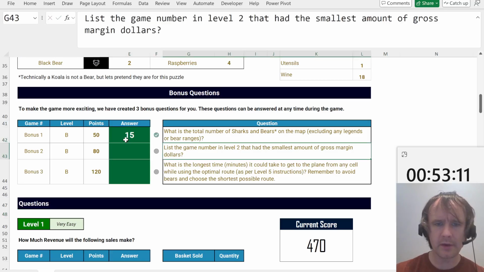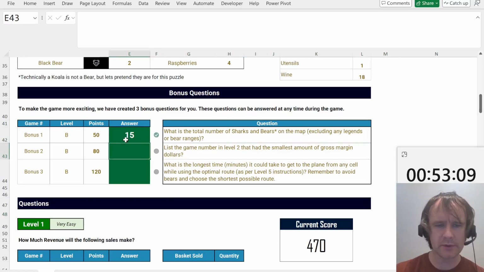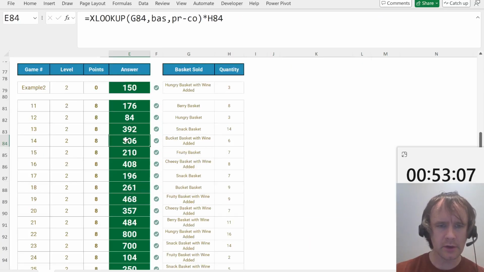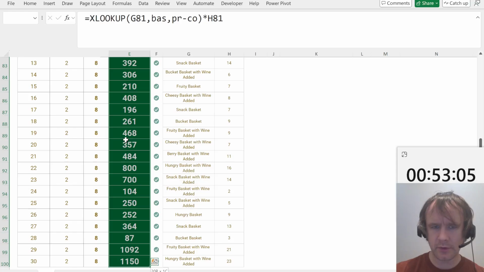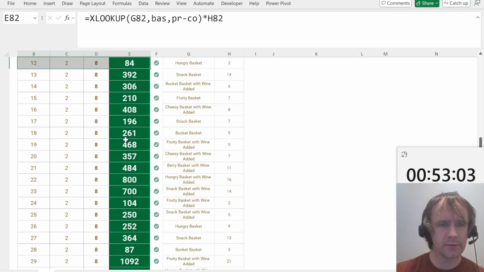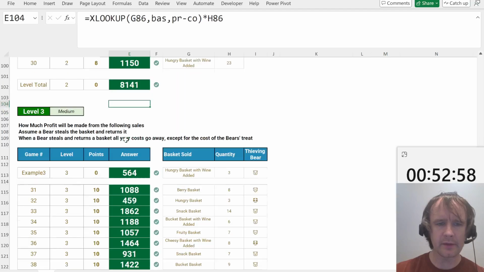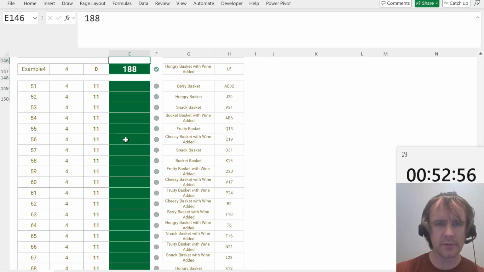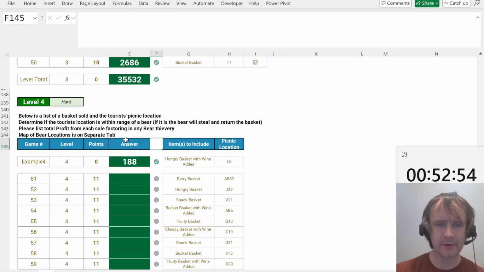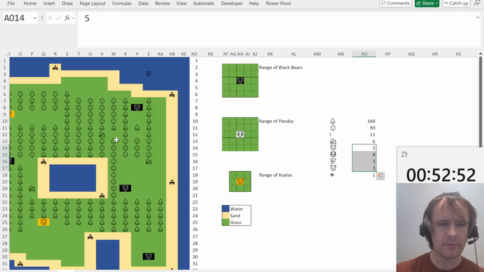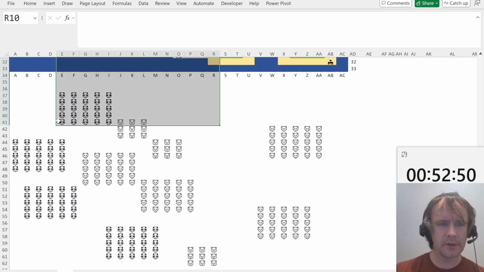There we go. It's the game number in level 2 that is the smallest amount of gross margin dollars. Okay, so smallest number is 84, and it's game number 12. Okay, and then the last one's about level 5. So, sorry, where were we? Oh yeah, we had to figure out this.